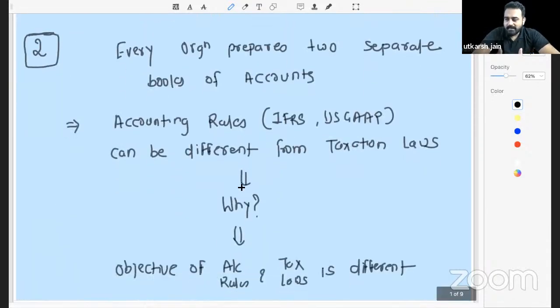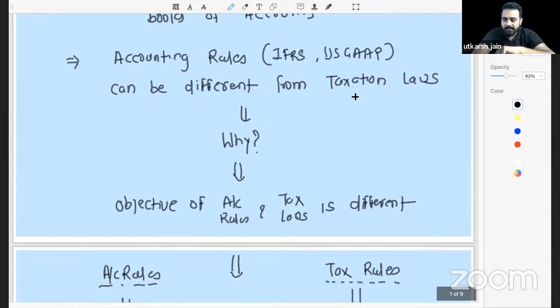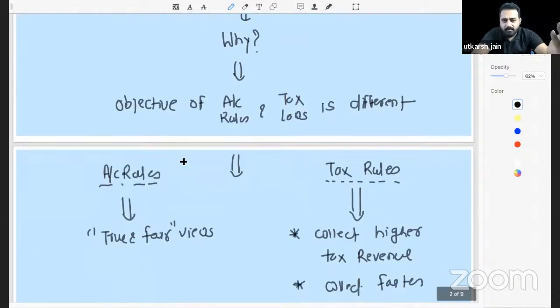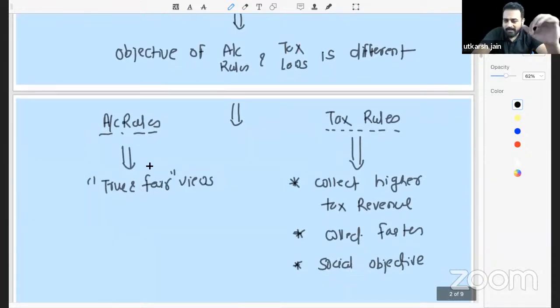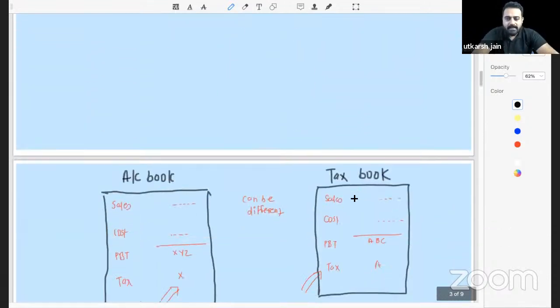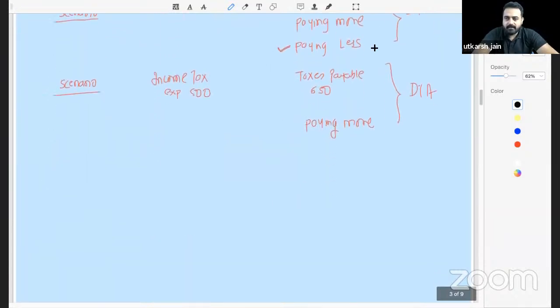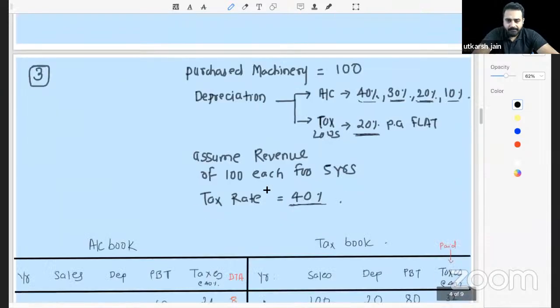Second concept we did is we said, see, every organization is preparing 2 books of account. 1 set of books is as per the accounting standards, 1 set of books as per taxation laws. And these books are different because rules are different. Rules are different because objective of these rules are different, right? Accounting wants you to show the fair thing. Taxation, they want to collect maybe higher money. So because the rules are different, we end up having different profitability. It results into creation of DTA or DTL.